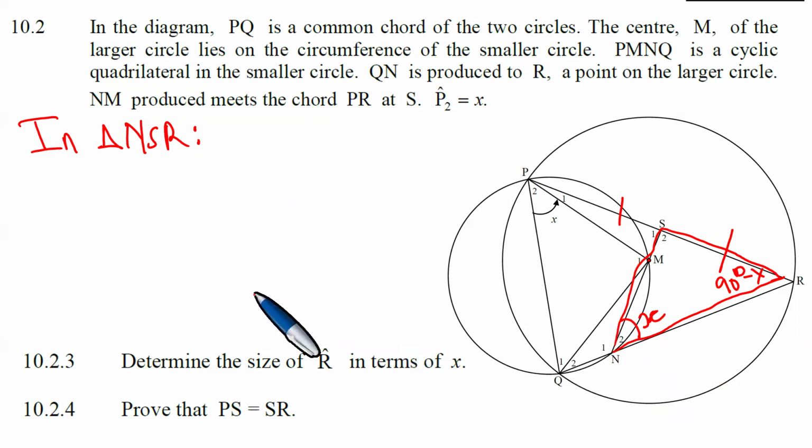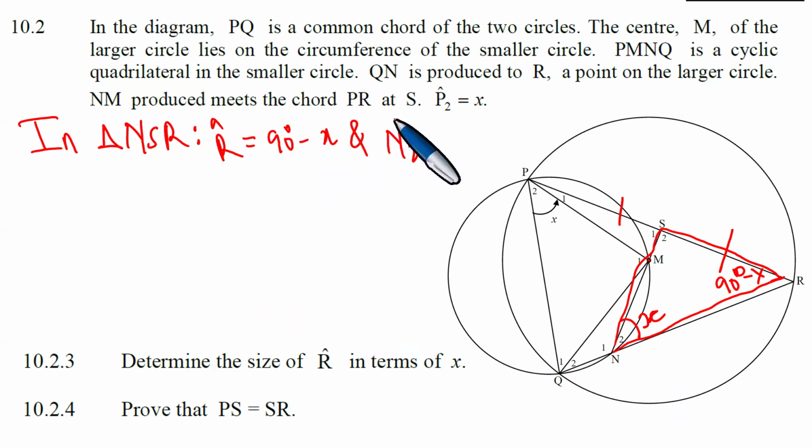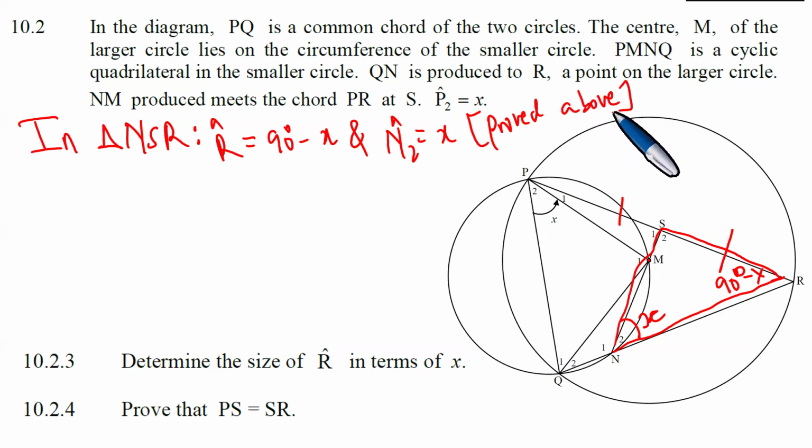So in other words, we already know that in triangle NSR, the angle R is equal to 90 degrees minus X. Simultaneously, the angle N2 we already know is X. This one has been proved above. So in other words, we know the X and the 90 degrees minus X. So now we can find the third angle, the angle S2.